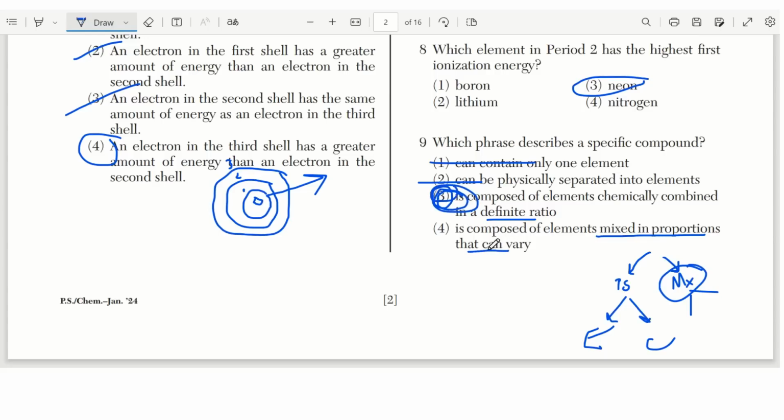This, number 4, is the definition for a mixture. They are mixed in proportions that can vary. You can have it saltier or sweeter, or you can have more of something. In a mixture, the proportions can change. In a compound, there's always a definite ratio. What does that mean? That means H2O, which is water, is always 2 hydrogens and 1 oxygen 100% of the time. Okay?